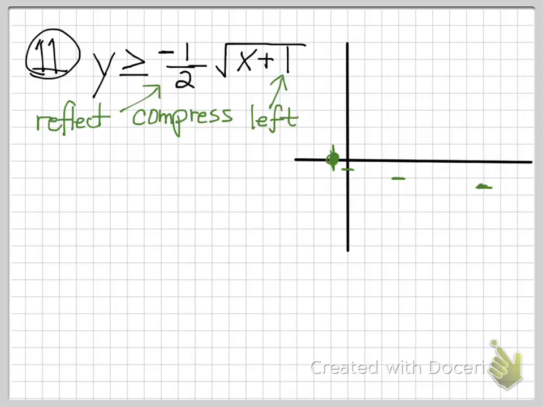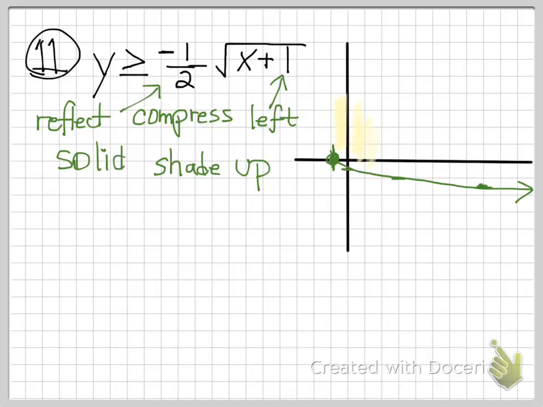Okay, what kind of line do we draw? Yes, it's going to be a solid line. How do we know that? Because of the equal to under the inequality. So I'm going to connect all those together to make my curve. Now what kind of shading do we have? It's a greater than, and greater than means we shade up. So I'm going to shade directly above the curve. Remember, do not cross the starting point. You can only shade directly above.